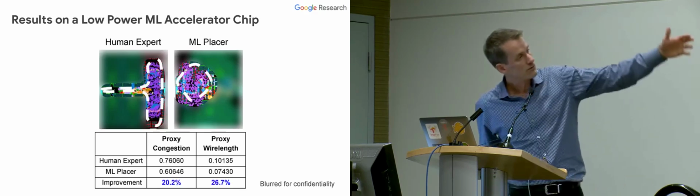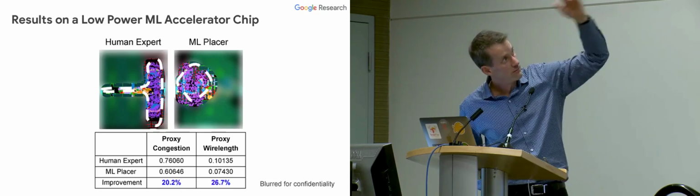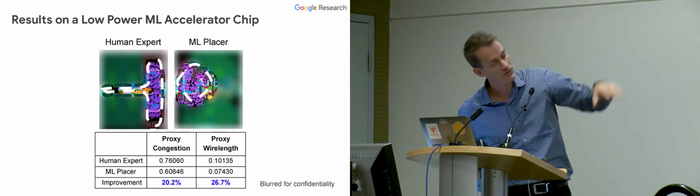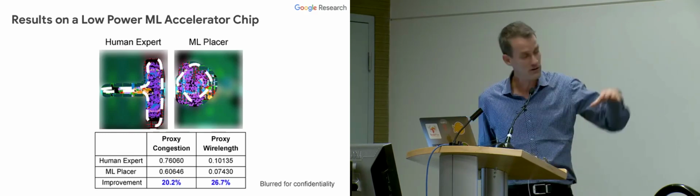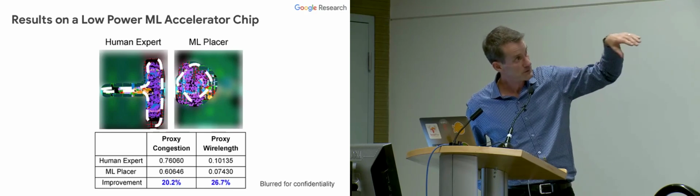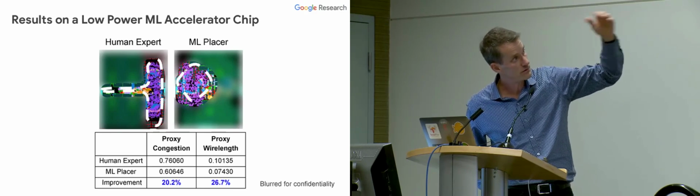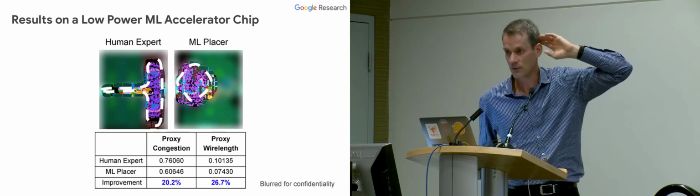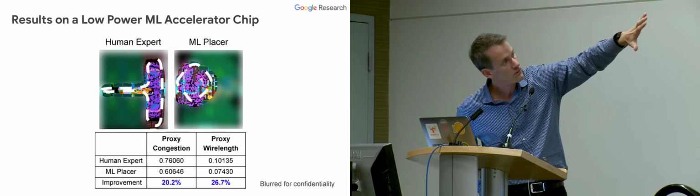And so here are the results that we've gotten on one example. So this is a low power ML accelerator chip. We've obscured some parts of the chip for confidentiality, but the human expert placement that took many weeks to devise is on the left, and you can see the characteristics of the ML placement are a bit different. It's sort of a bit rounder.